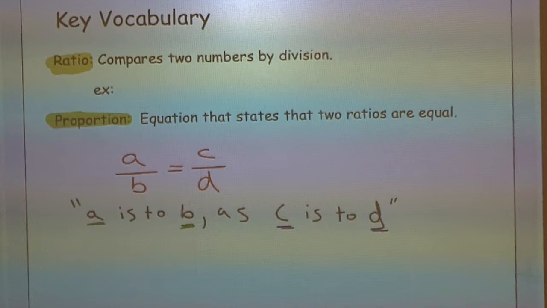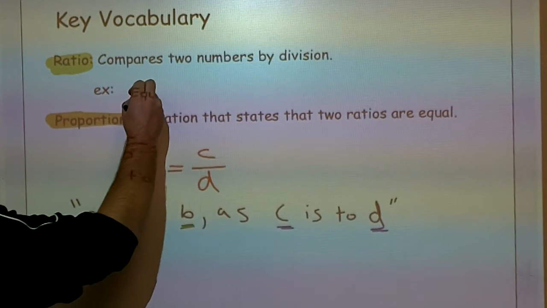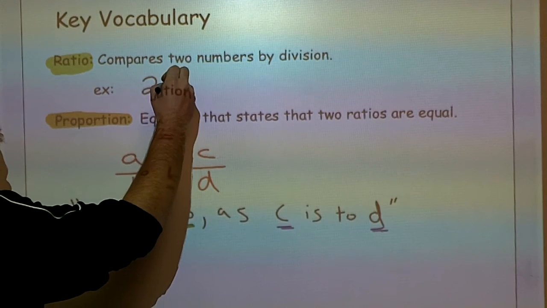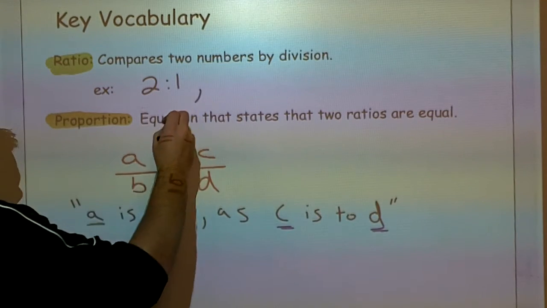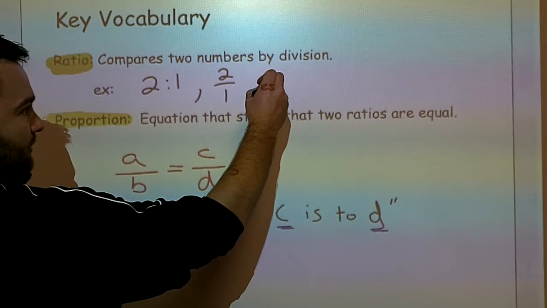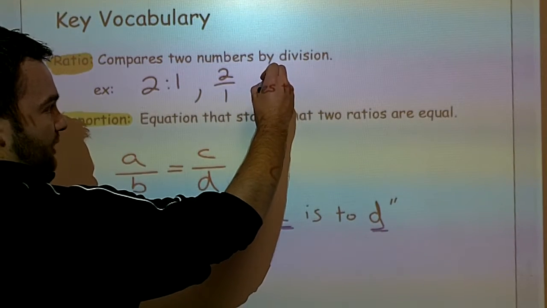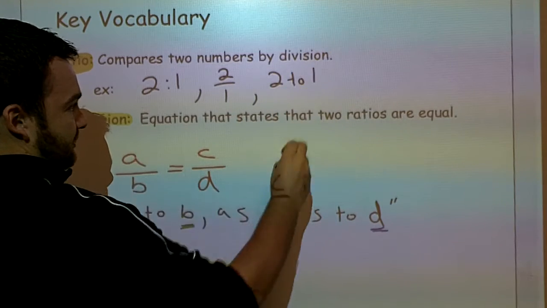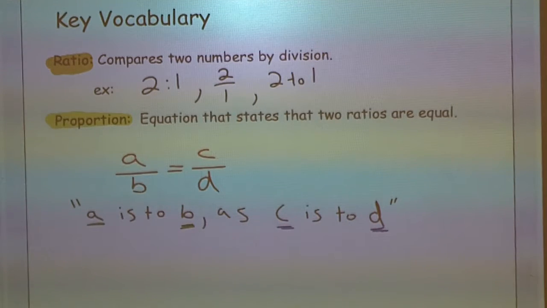Alright, so our first bit talks about vocab, alright? A couple of days ago, we were talking about ratios, which is basically a comparison of two numbers by division, okay? Ratios can be written in three ways. We said they can be written with a colon, with a fraction, or with the actual words, 2 to 1, okay? So there's three ways to write those, and again, those just compare two numbers by division, okay?